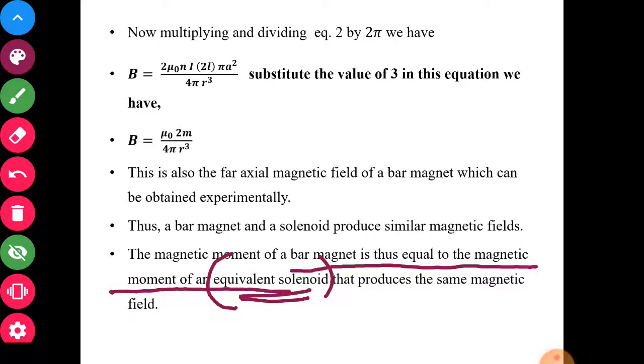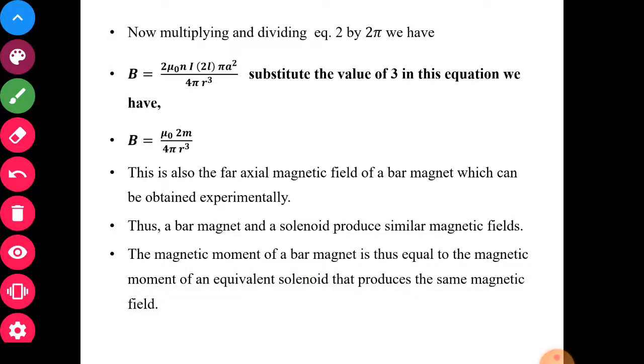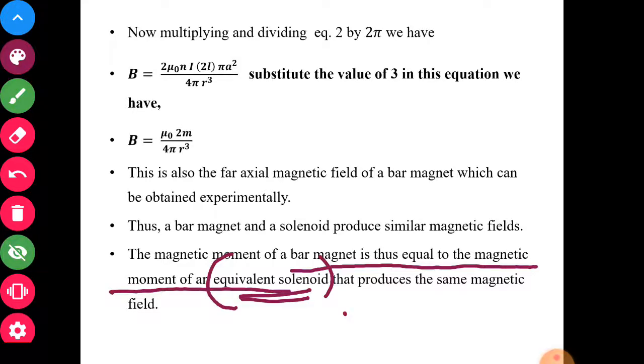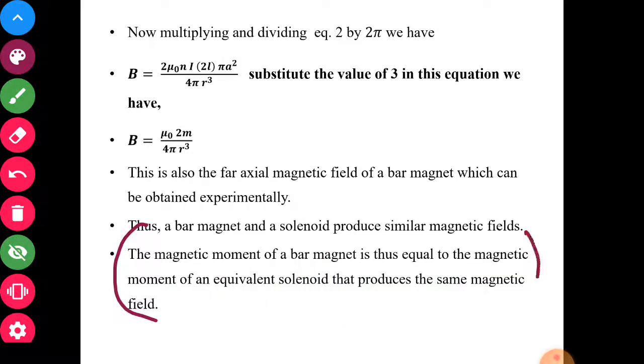Equivalent solenoid means the bar magnet of a given material is producing the same magnetic field which is produced by the solenoid. Then and only then we can say that they are equivalent to each other. So this is a very important point. Just remember this: the magnetic moment of bar magnet is equal to the magnetic moment of an equivalent solenoid that produces the same magnetic field.